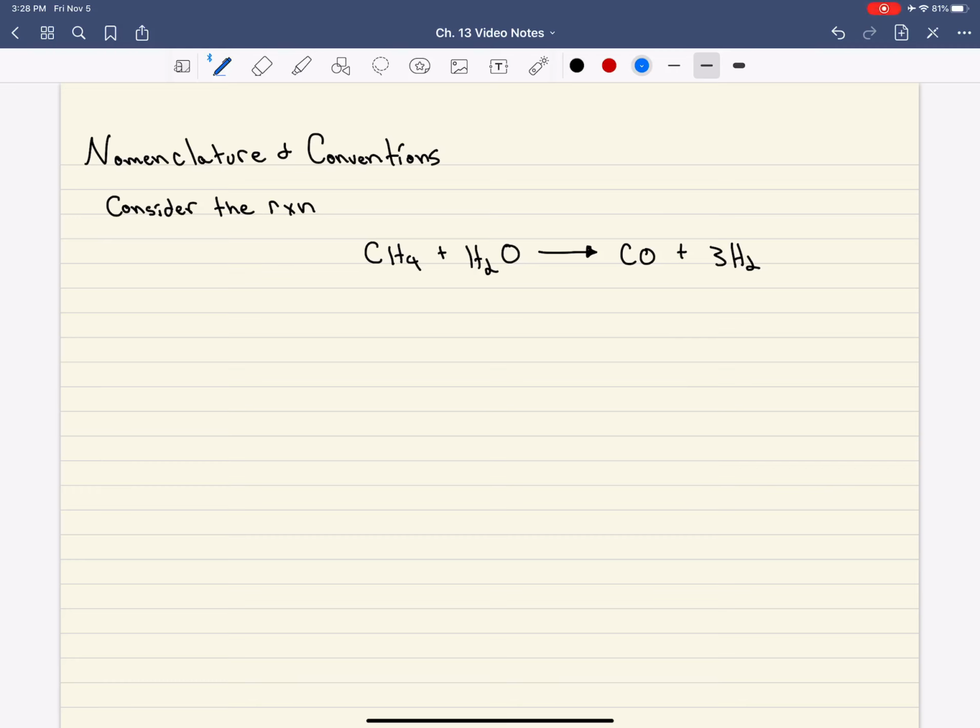Alright, let's review some basic nomenclature regarding reactions. We're going to consider the following reaction that involves methane and water reacting to form carbon monoxide and hydrogen. Okay? On the left side of the reaction equation are your reactants. On the right side are the products.